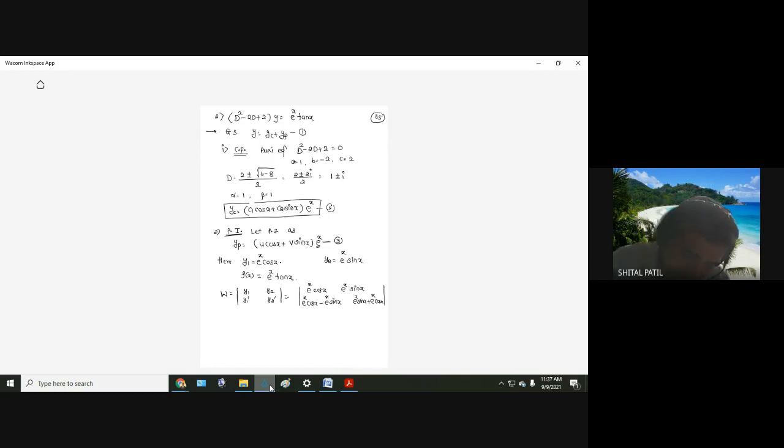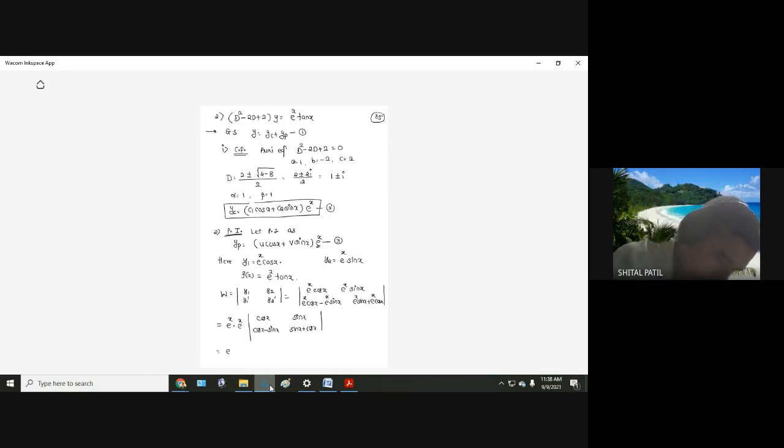Before we find the determinant, let me take e raised to x common from the first row and e raised to x from the second row. So what is remaining? cos x, minus sin x, sin x, sin x plus cos x. Now expand the determinant. Now it's not difficult.